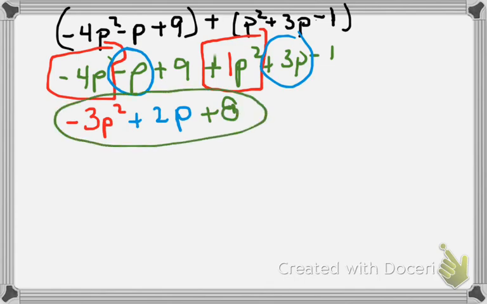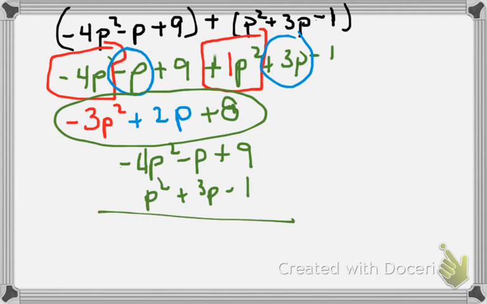So there's our answer. Now if I did the vertical method, I would just line them up. I would just do the same thing that I just did here. I would say negative 4p squared minus p plus 9, and then put p squared plus 3p minus 1, and I would just go straight down. Minus 4 plus 1 is a minus 3p squared. Notice we don't add the exponent. I have a minus p plus 3p is a plus 2p, and a plus 9 minus 1 is a plus 8. So you see I get the exact same thing.